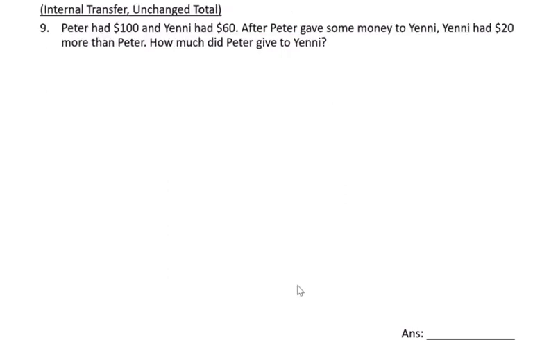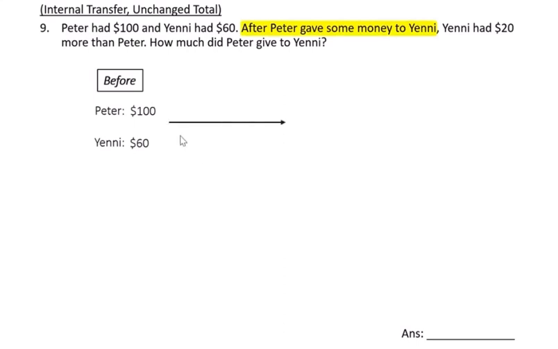Okay. Question number 9. Internal transfer, unchanged total. Peter had $100, Yenny had $60. So you just write down Peter 100, Yenny 60, before. After Peter gave some money to Yenny, Peter is going to give a certain amount of money to Yenny. So if Peter gives, Peter must minus. Yenny is receiving, Yenny must plus. That will be the change.